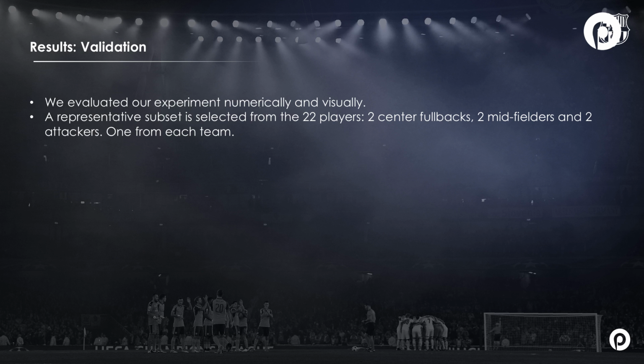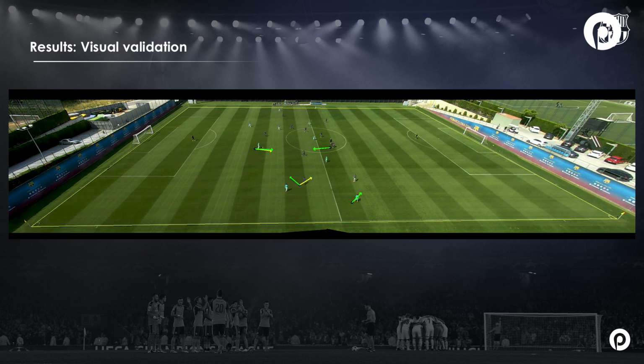So in order to do this comparison, from the 22 players, we chose 6: 2 center fullbacks, 2 midfielders, and 2 attackers, 1 from each team. So here you have, in green, the real orientation. The yellow is our orientation computed with temporal fusion. And just showing the 6 players that we chose.